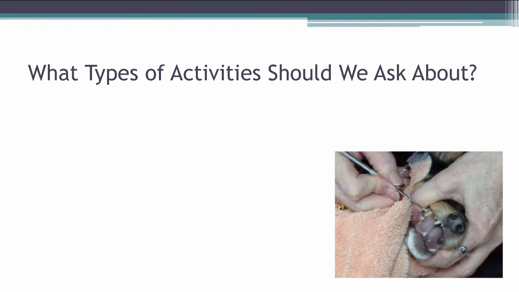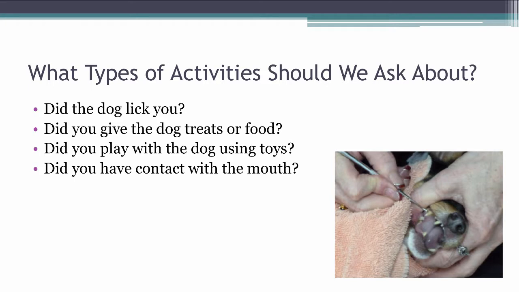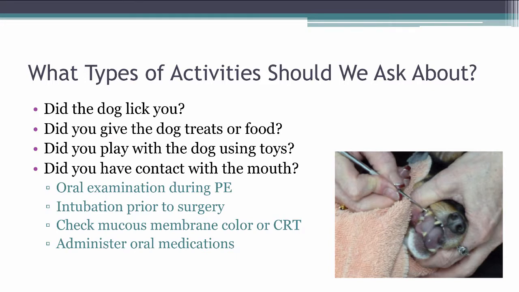What about your staff? What activities are you going to be concerned about among you and your staff? Even during your physical exam, if you're aging, if you're doing a gag reflex, mucous membrane color, capillary refill time, so monitoring anesthesia, intubation, all of these activities, administering oral medications, all of these activities can be considered a rabies exposure. So you're going to need to talk to your staff and find out who's had what types of interactions in order to identify which people are exposed.